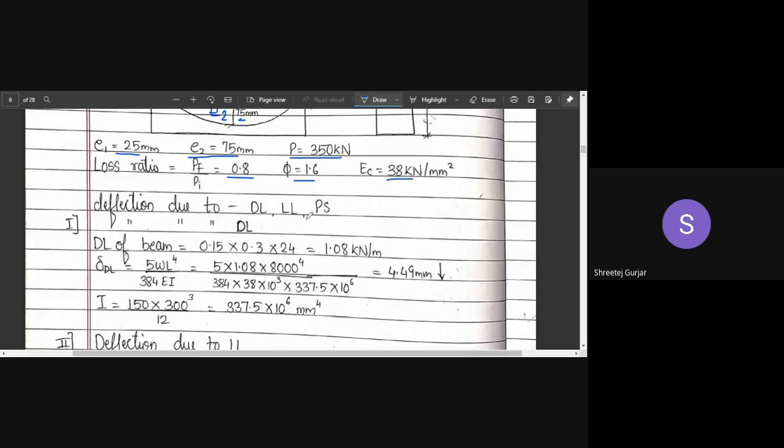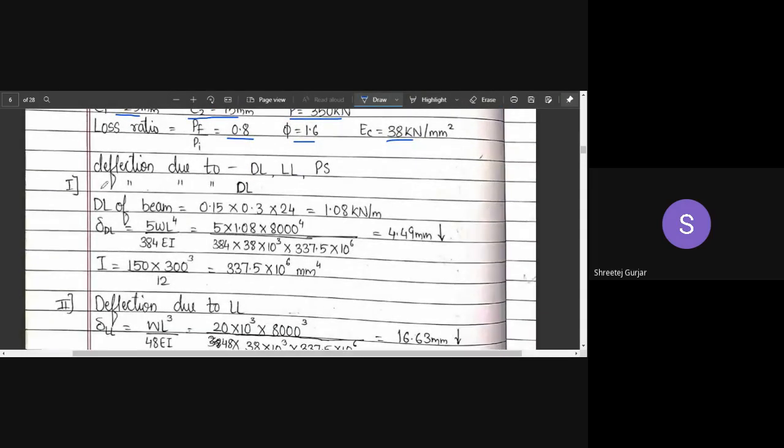We have to calculate deflection due to dead load, live load, and pre-stressing force. When you know all these deflections, we can calculate the short-term deflection, delta ST, by calculating all these three individually and then summing them up. So first thing that we'll calculate is deflection due to dead load.